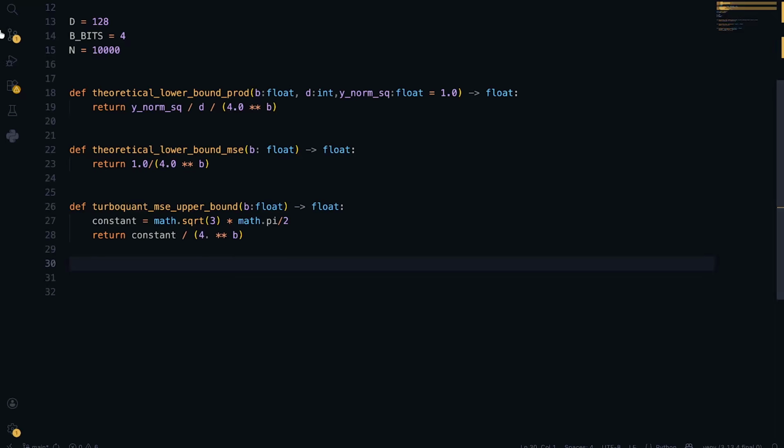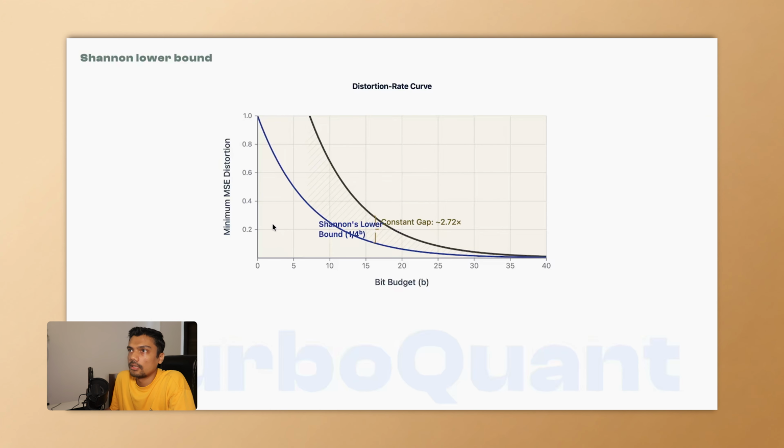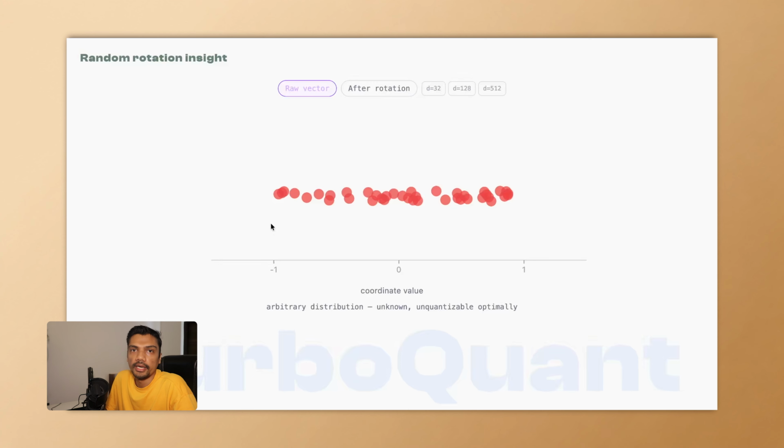Next, let's move on to. Okay, now let's understand the core idea behind TurboQuant. It's elegant and the intuition is worth spending the time on. The problem with directly quantizing an arbitrary vector is that we don't know anything about its coordinate distribution. The coordinates might all be clustered near 0, or all near plus or minus 1, or have some weird bimodal distribution. An optimal scalar quantizer for one distribution would be terrible for another.